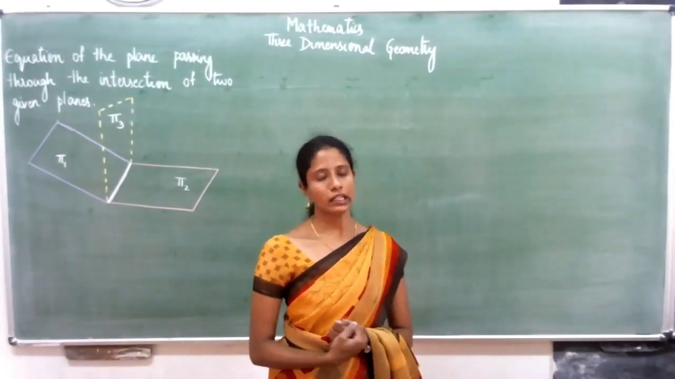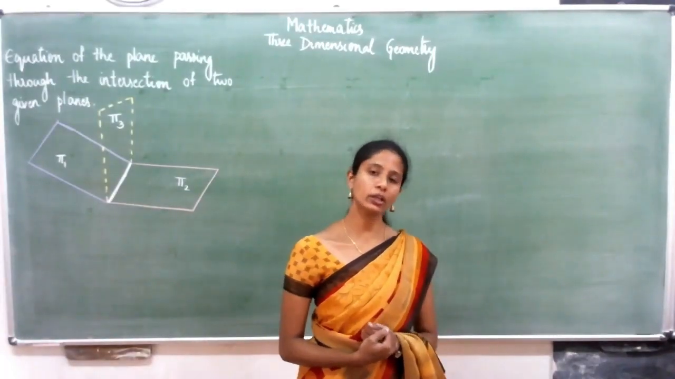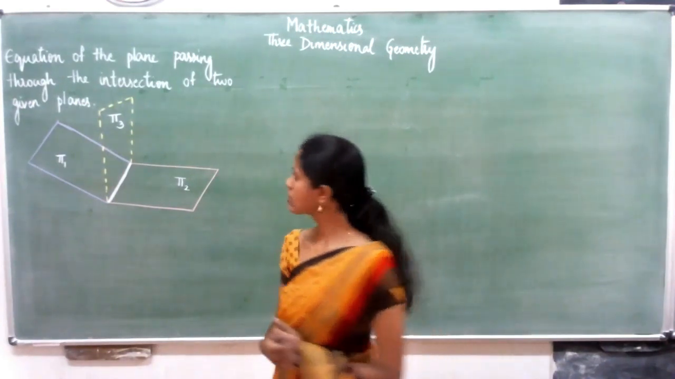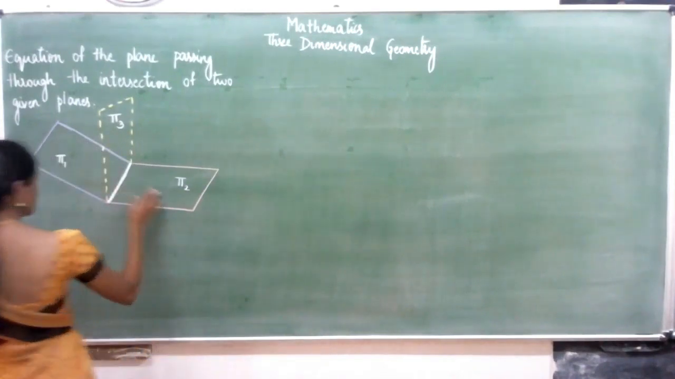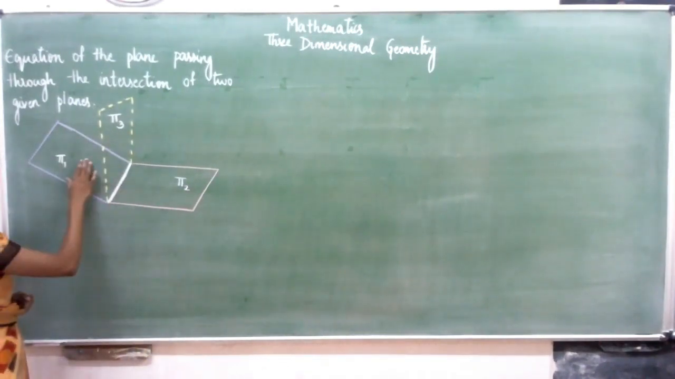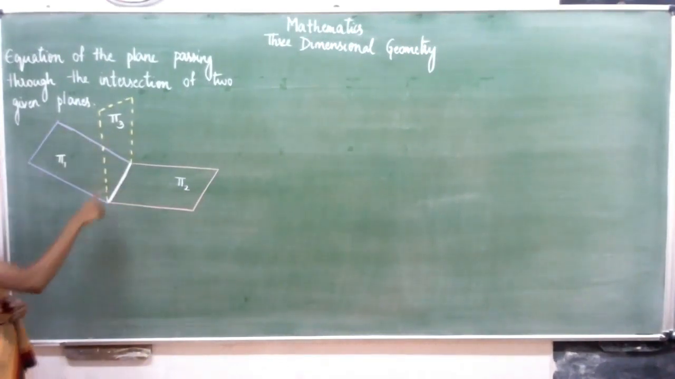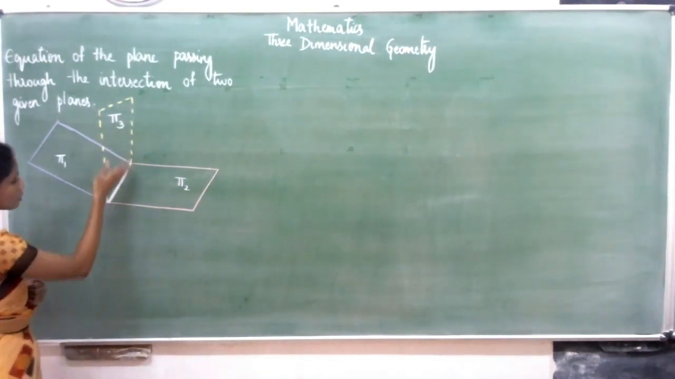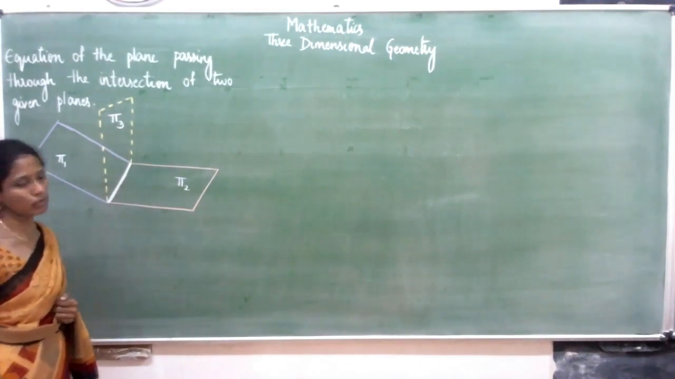Hello students, in today's class, let us derive the equation of the plane passing through the intersection of two given planes. So here, you can see there are two planes, pi 1 and pi 2. And the third plane, which we have considered as pi 3, is passing through the intersection of these two planes.